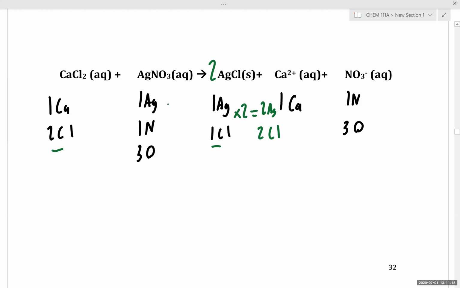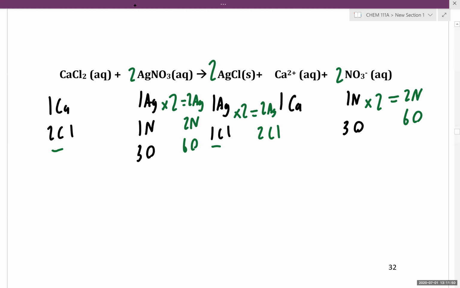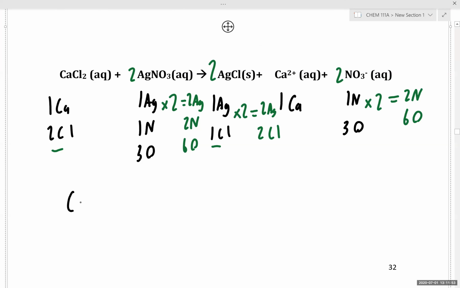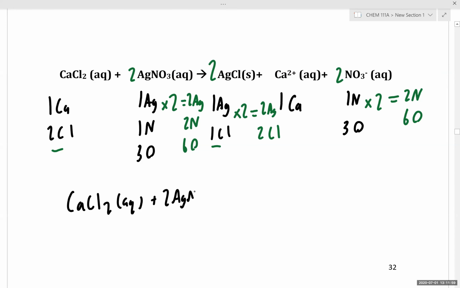Okay, now silver's not balanced, so we play another guessing game. For silver nitrate, 1 times what would give us 2 silvers? Again, it would be 2. And as a result, now we have 2 nitrogens and 6 oxygens. Now, nitrogen's not balanced, so 1 times what would give us 2 nitrogens? Again, we put 2. So that gives us 2 nitrogens and 6 oxygens. Okay, so now we'll rewrite our balanced chemical equation that we've verified has the same number of atoms of each element on each side of the chemical equation.